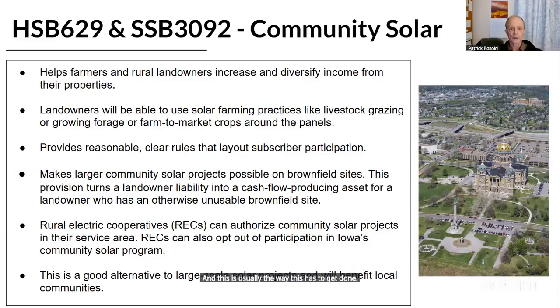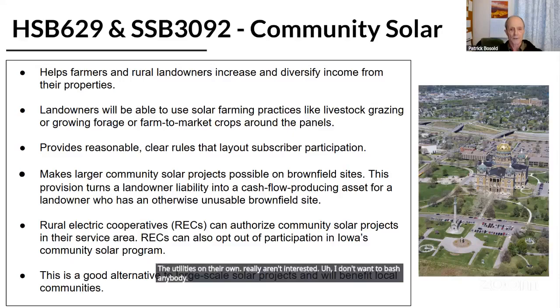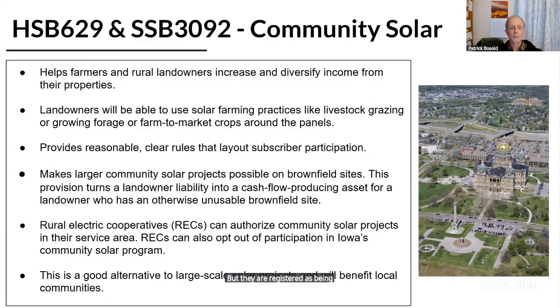The utilities on their own really aren't interested. I don't want to bash anybody, but they are registered as being against these bills. They would prefer to control power generation themselves. And that is exactly what the benefit is of this.